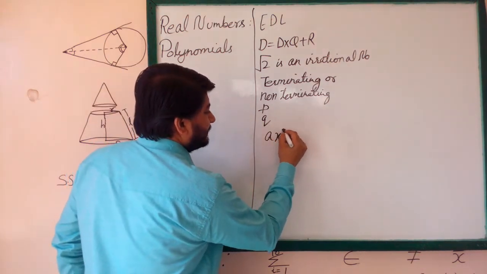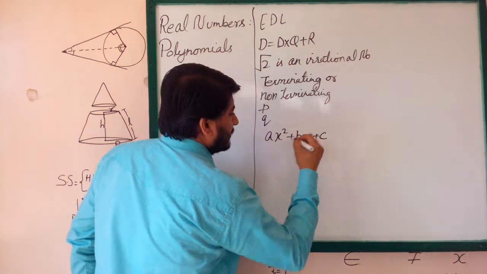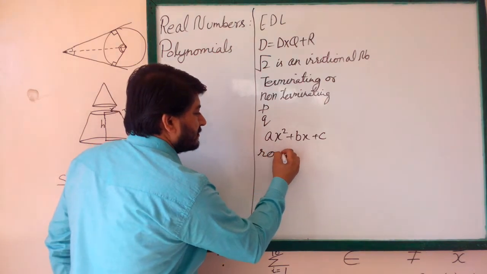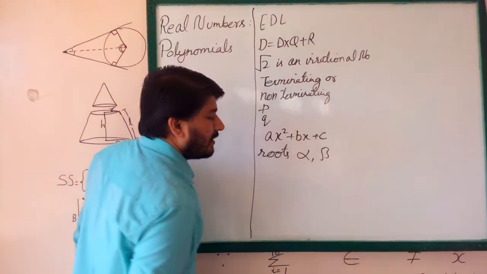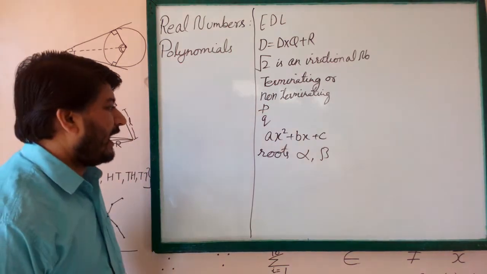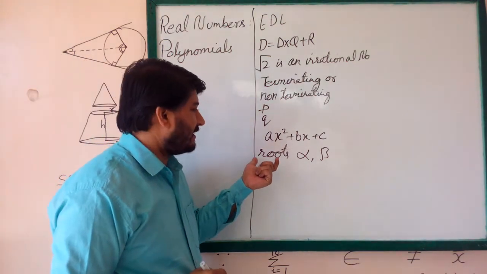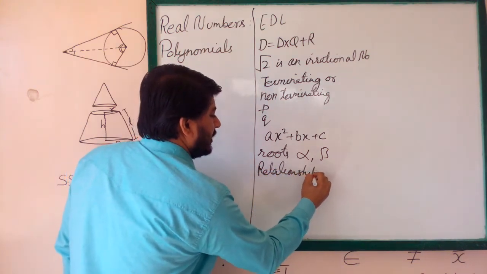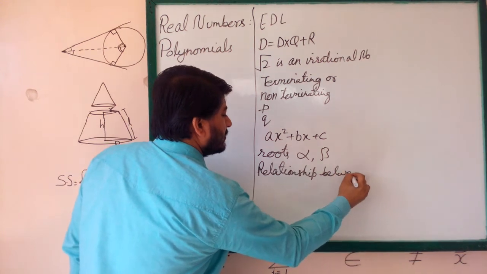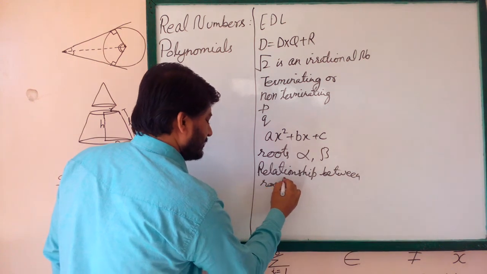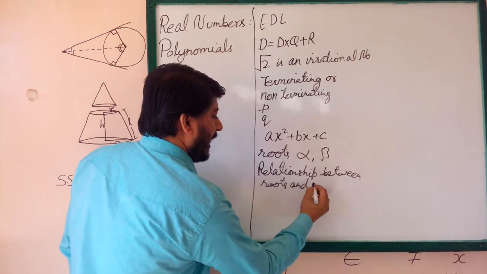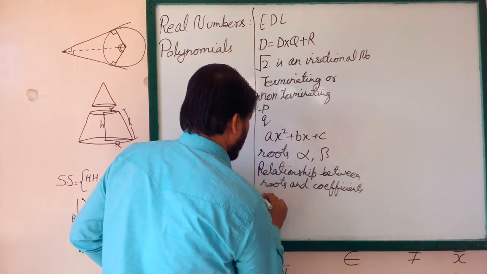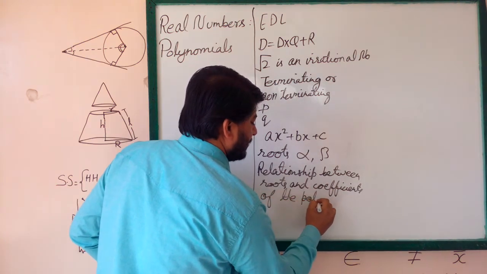This is a quadratic polynomial. You need to find its roots alpha and beta by factorizing. And also the second topic I will be doing in this chapter is to find the relationship between roots and coefficients of the polynomial.